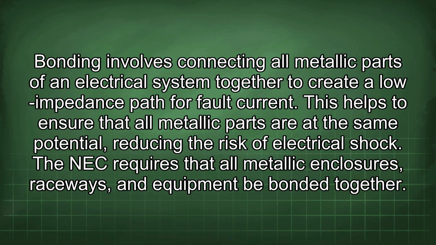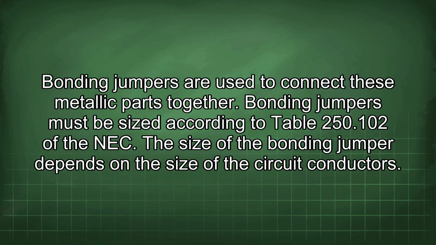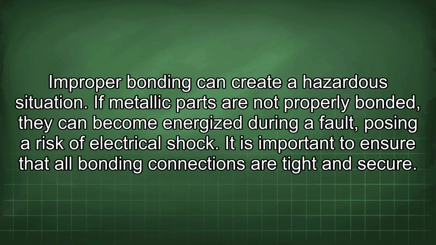Bonding involves connecting all metallic parts of an electrical system together to create a low impedance path for fault current. This helps to ensure that all metallic parts are at the same potential, reducing the risk of electrical shock. The NEC requires that all metallic enclosures, raceways, and equipment be bonded together. Bonding jumpers are used to connect these metallic parts together. Bonding jumpers must be sized according to Table 250.102 of the NEC. The size of the bonding jumper depends on the size of the circuit conductors. Improper bonding can create a hazardous situation.